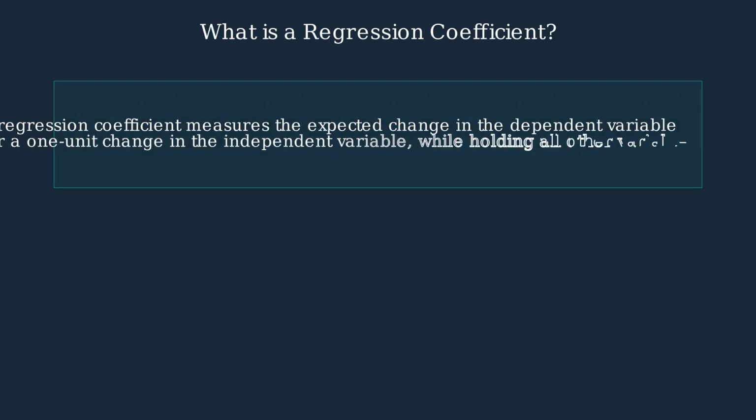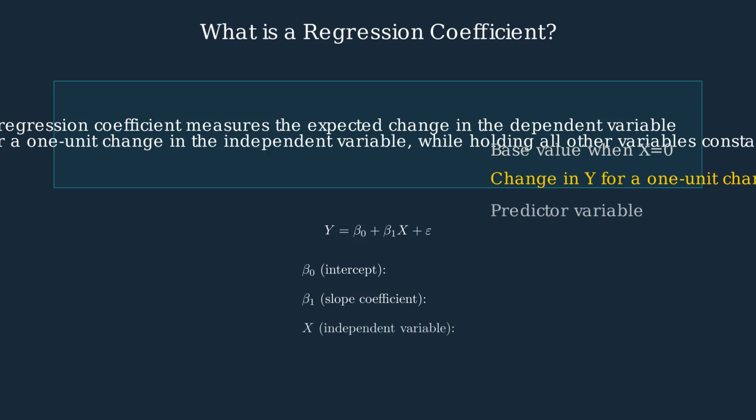This section covers the fundamental concept of regression coefficients. A regression coefficient measures the expected change in the dependent variable for a one-unit change in the independent variable, while holding all other variables constant. The most basic form of regression is the simple linear model. In this equation, y is the outcome we're trying to predict, and x is our predictor variable. Let's break down the components of this equation.